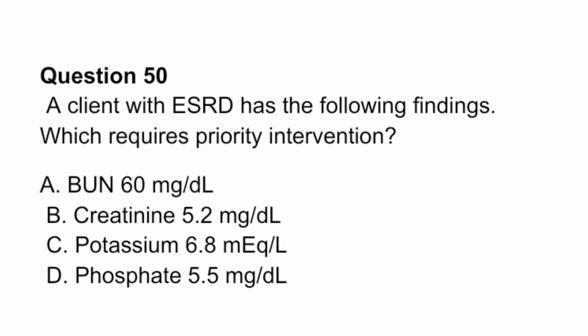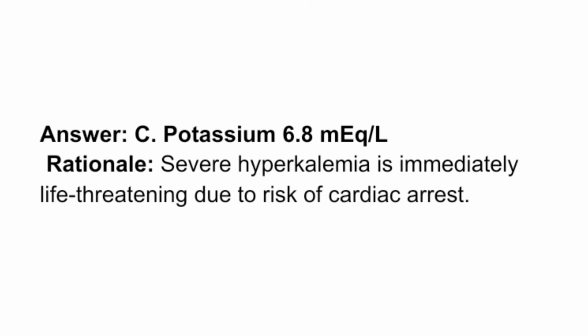Question 50. A client with ESRD has the following findings. Which requires priority intervention? A. BUN 60 mg per deciliter. B. Creatinine 5.2 mg per deciliter. C. Potassium 6.8 milliequivalents per liter. D. Phosphate 5.5 mg per deciliter. Answer C. Potassium 6.8 milliequivalents per liter. Rationale: severe hyperkalemia is immediately life-threatening due to risk of cardiac arrest.